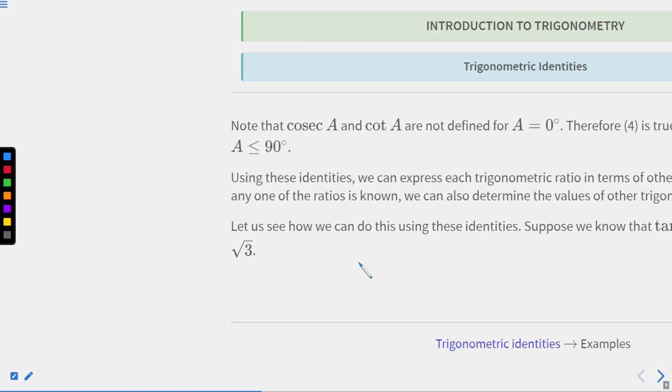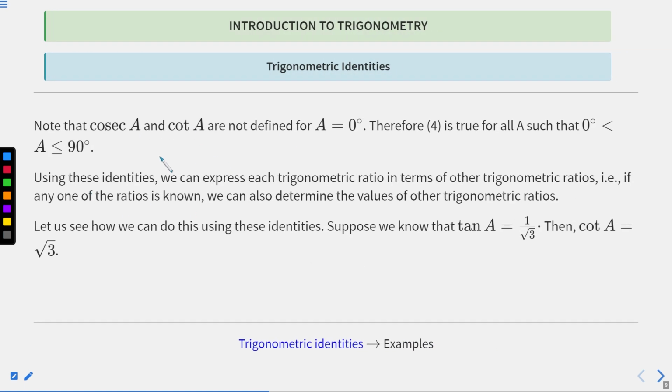Okay, so using these identities we can express each trigonometric ratio in terms of other trigonometric ratios. That is, if any of the ratios is given, then we can also determine the values of other trigonometric ratios. So this is the benefit of these identities. Using them we can express each trigonometric ratio in terms of the other trigonometric ratios.